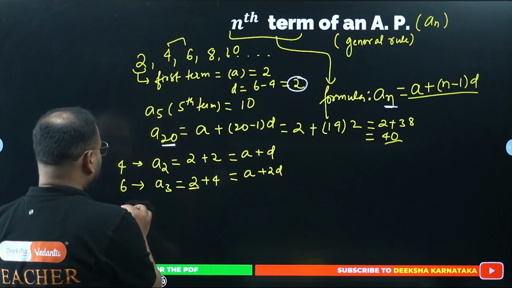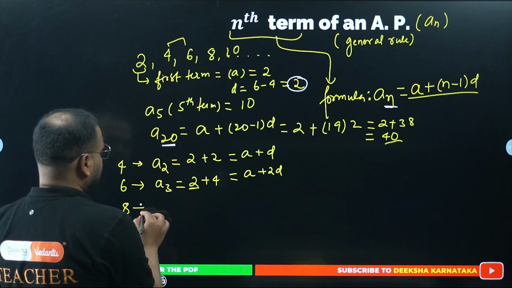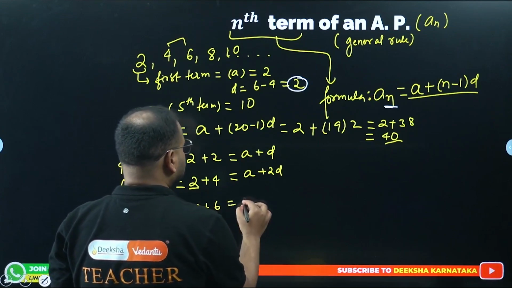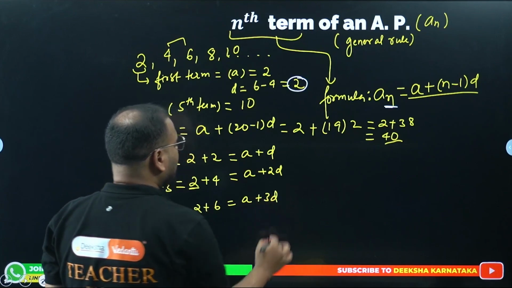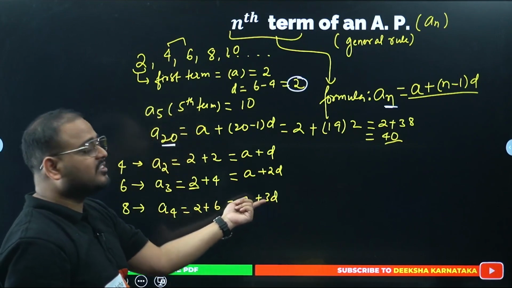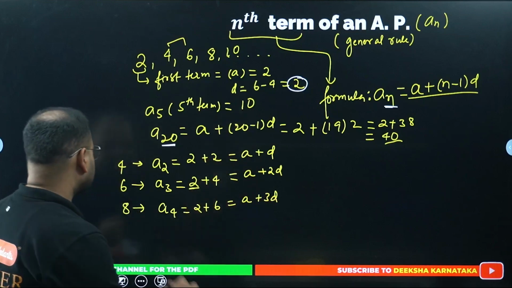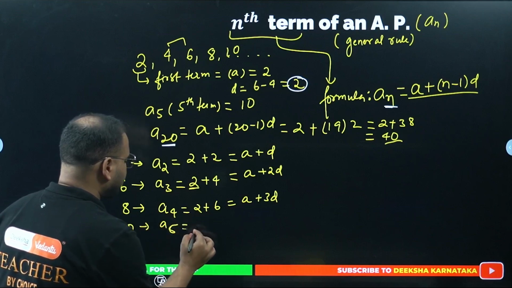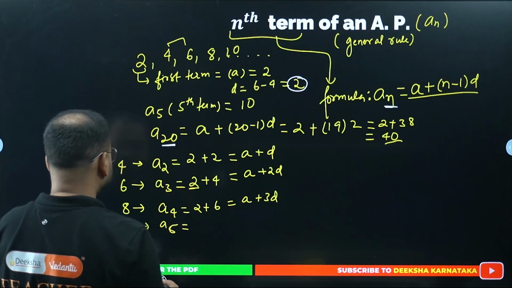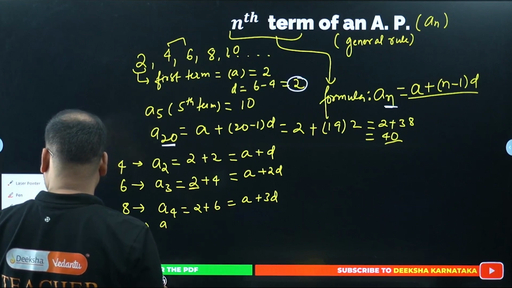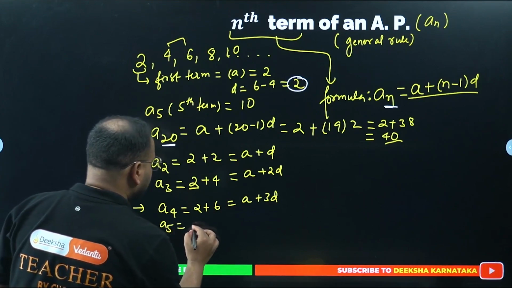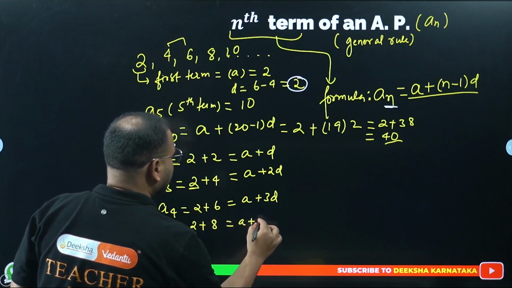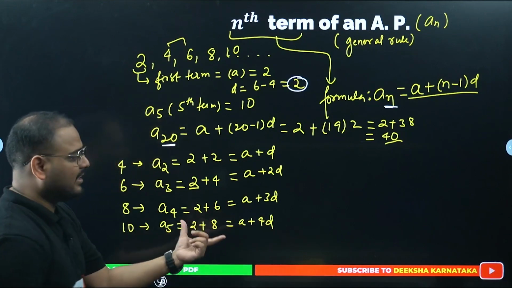What if I'm writing 8? This is my fourth term. I can write this as 2 plus 6. So this will become A plus 3d. How, sir? 2 is A, 6 can be written as 3 times 2, d is 2. Okay, sir. What about next? 10. A5 will be, it doesn't look like 5, right? So let me erase this part. Okay, so A5 would be 2 plus 8, which will be A plus 4d. I know you are able to get the idea now.